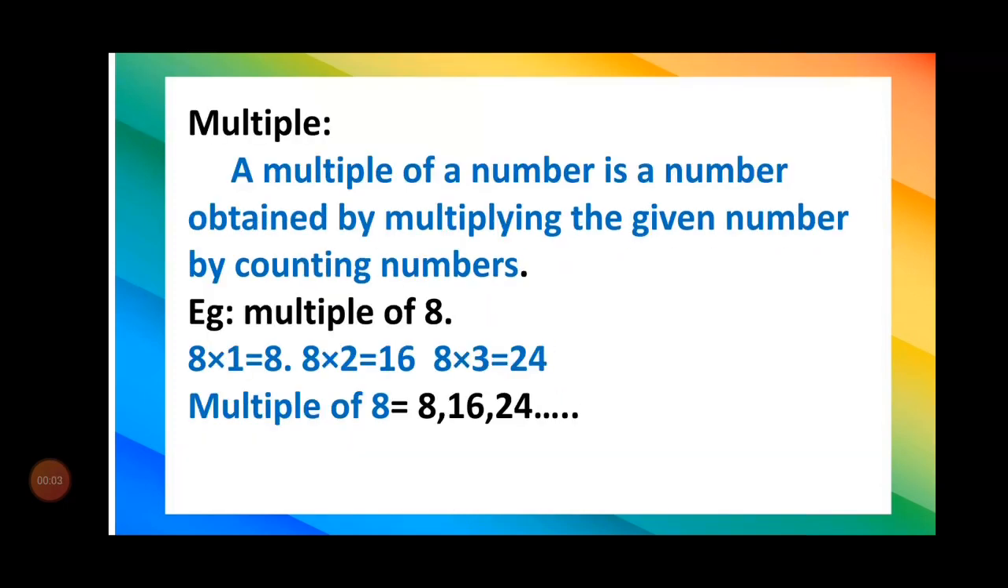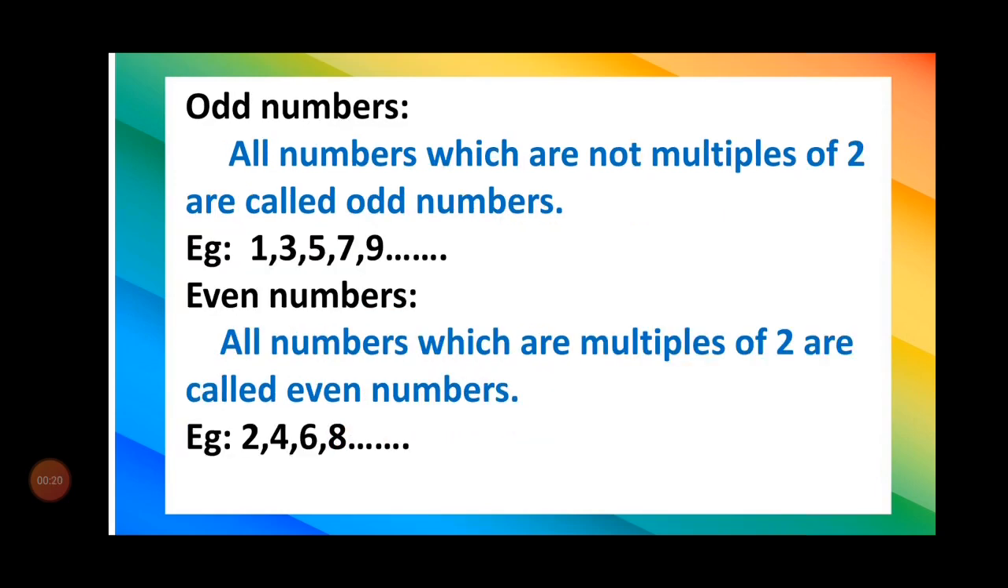Multiple. A multiple of a number is a number obtained by multiplying the given number by counting numbers. Example, multiples of 8. 8 ones are 8, 8 twos are 16, 8 threes are 24. So multiples of 8 are 8, 16, 24, etc. Odd numbers. All numbers which are not multiples of 2 are called odd numbers. Example, 1, 3, 5, 7, 9, etc. Even numbers. All numbers which are multiples of 2 are called even numbers. Example, 2, 4, 6, 8, etc.